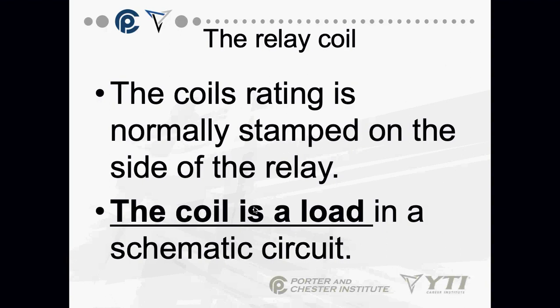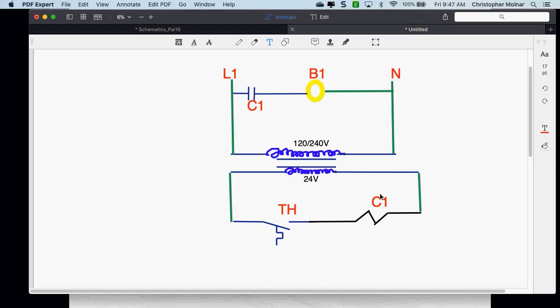The coil is a load in the schematic circuit. So if you look back at my other schematic, this coil over here, the coil is a load. It's something that does work. It uses power. Anytime you have a coil in a circuit, it has to go back to the transformer. It has to go back to the other side of the source. It is a load.